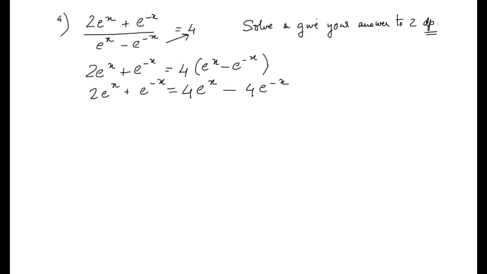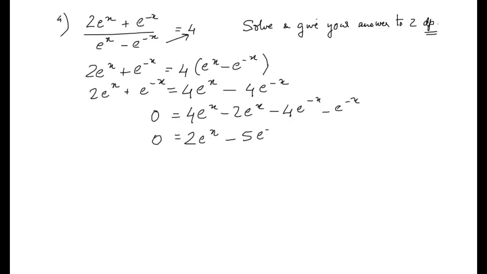Now what I'd like to do is some terms are e to the power of x and some are e to the power of minus x. So we can possibly combine like terms. So I'm going to take all of them over to the right hand side. So I get 0 is equal to 4 e to the power of x minus 2 e to the power of x minus 4 e to the power of minus x minus e to the power of minus x. So combining like terms, 2 e to the power of x minus 5 e to the power of minus x.